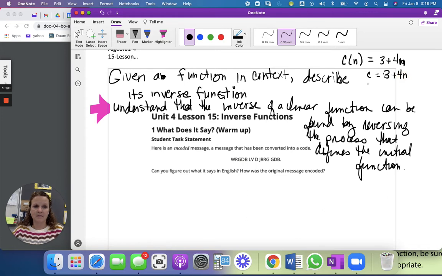Okay, so we could say c equals 3 plus 4n. If I subtracted 3 from both sides and then divided by 4, I could figure out the cost of one meal, n. That's if we reverse that process. All right, so let's move on and actually start working.